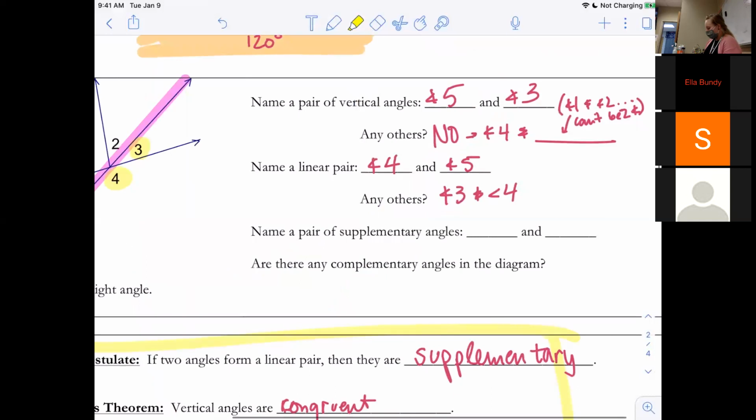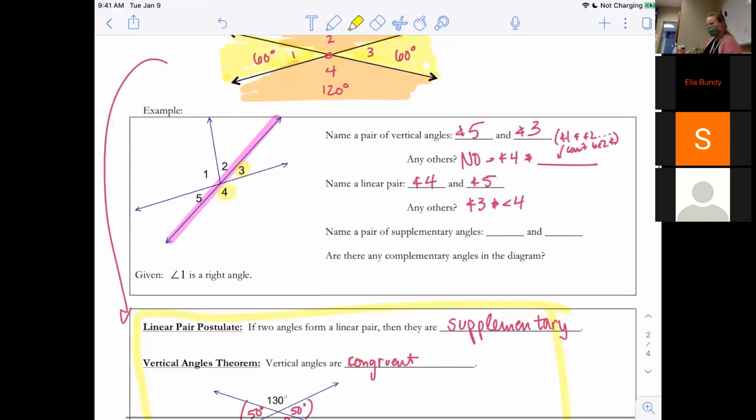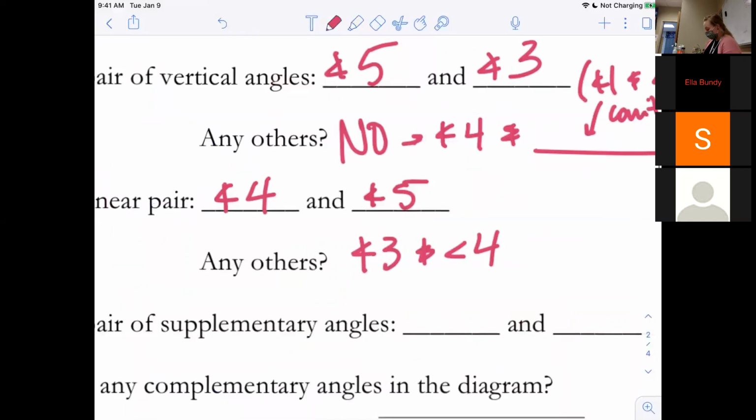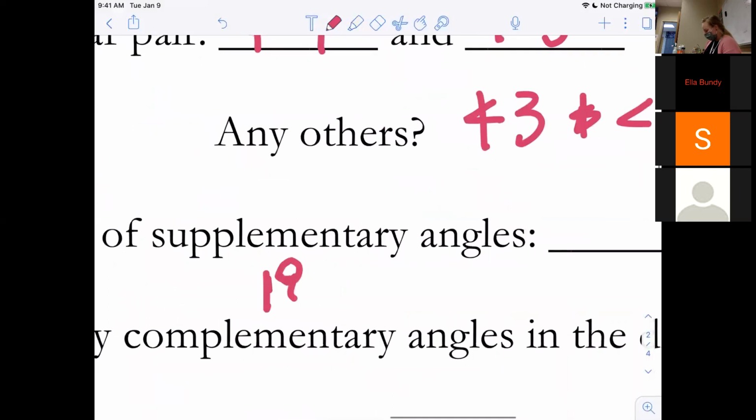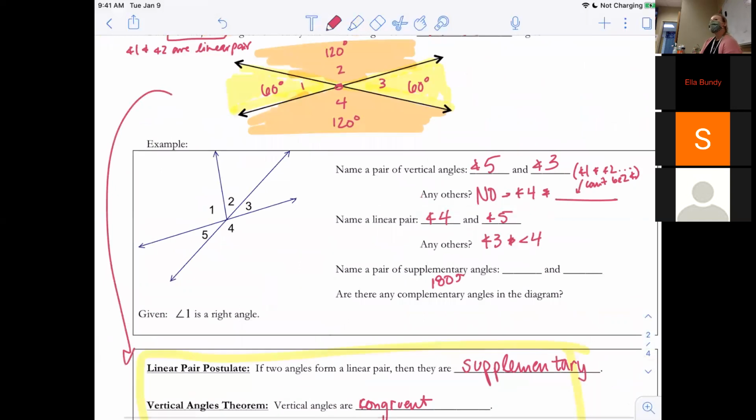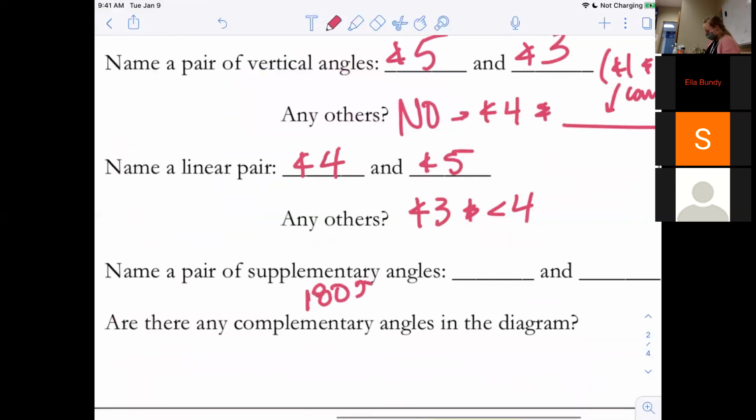All right, what about a pair of supplementary angles? What does supplementary mean again? Add up to 180, good. So I'm going to write, and this is just for me, 180 next to supplementary in my notes, just in case I forgot. What are 2 angles that add up to 180? What did I hear? 5 and 4. Yep. Good, Kate. Those add up to 180. Those are on the line.